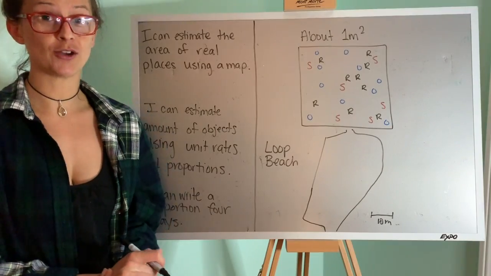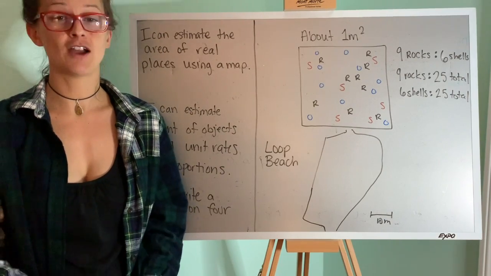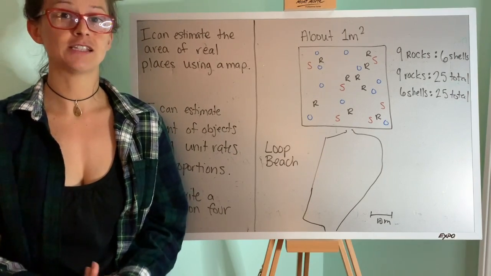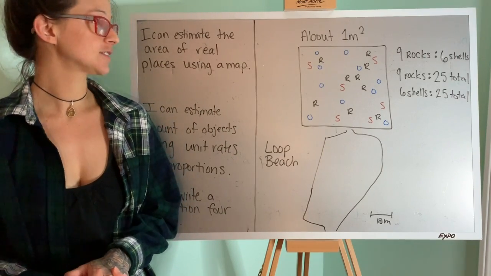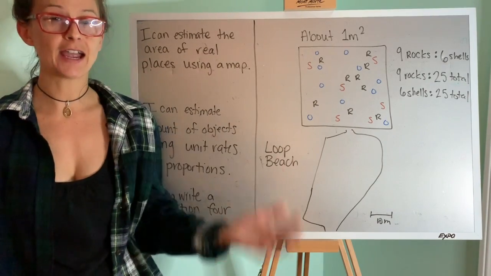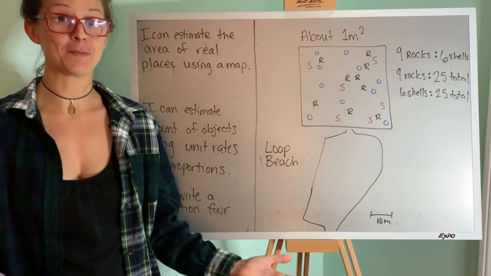Let's look at some ratios. There are 9 rocks to every 6 shells, 9 rocks to every 25 total objects, 6 shells out of 25 total objects. Before we can estimate how many shells and rocks are on the entire beach, we need to estimate the actual area of the beach.